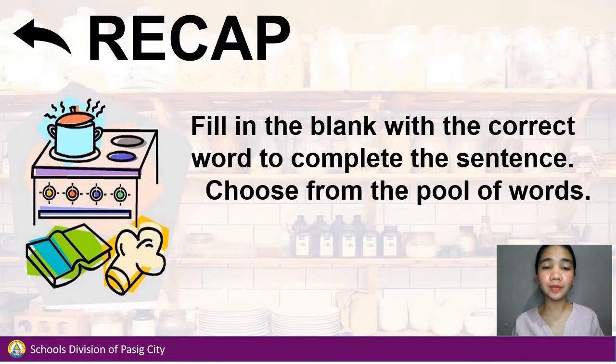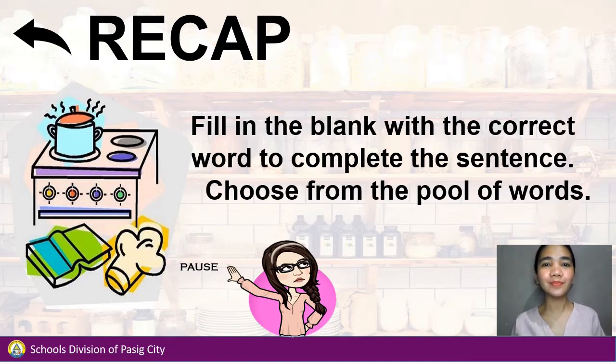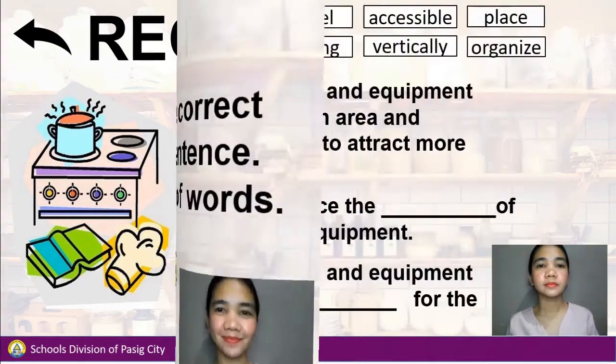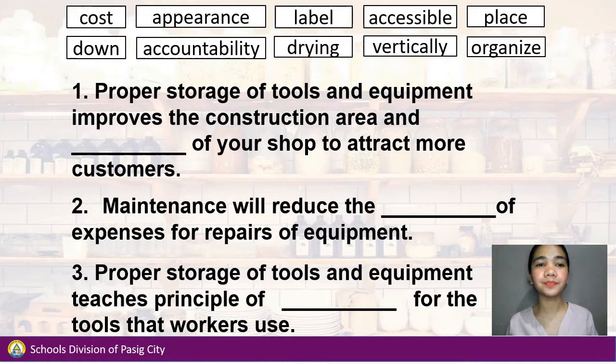Now for the recap, fill in the blank with the correct word to complete the sentence. Choose from the pool of words. Pause the video when answering and play the video when you're done. Number 1. Proper storage of tools and equipment improves the construction area and blank of your shop to attract more customers.